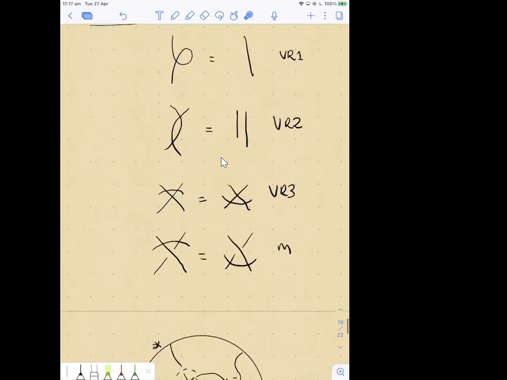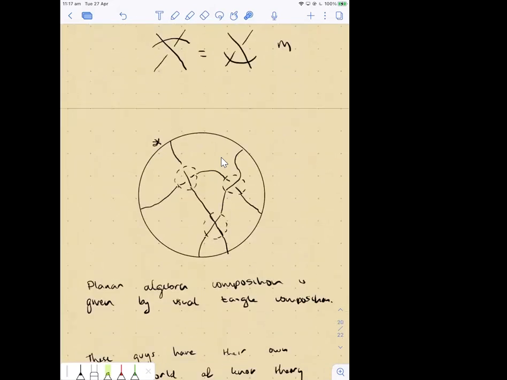And so again, you can see an example here. We have a series of generators connected together by a planar tangle. And planar algebra composition here is again given by the usual tangle composition.